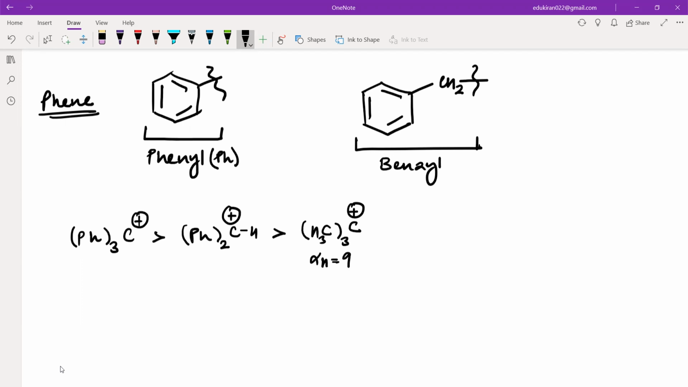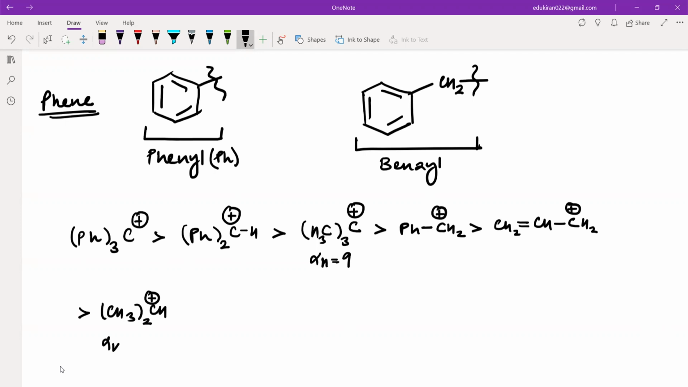Now when alpha hydrogen is 9, it is even more stable than one benzene ring. Then it is followed by a simple resonance structure, that is CH2 double bond CH single bond CH2 positive, a simple case of resonance. This is followed by (CH3)2CH positive. In this case, alpha hydrogen is equal to 6. Then it is followed by CH3CH2 positive. In this case, alpha hydrogen is equal to 3.